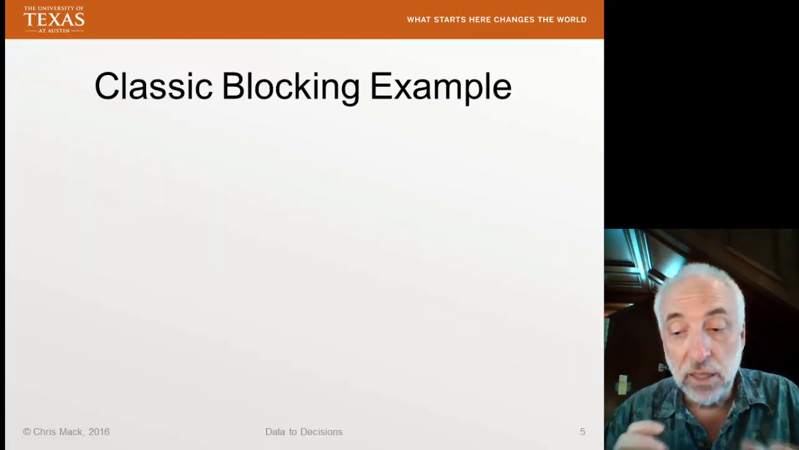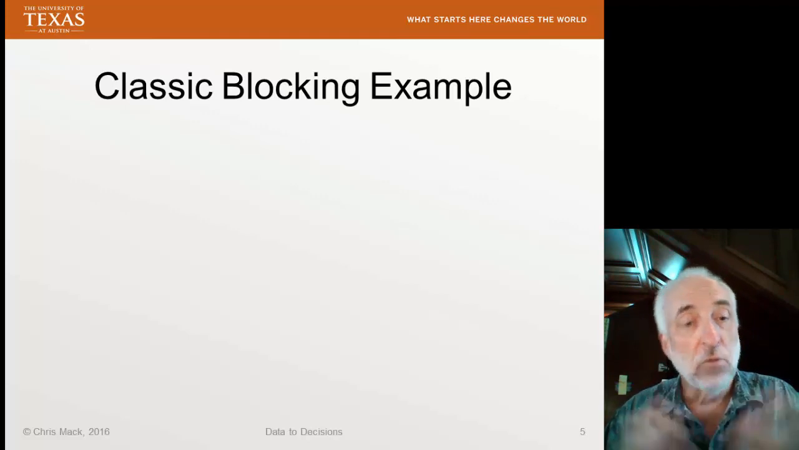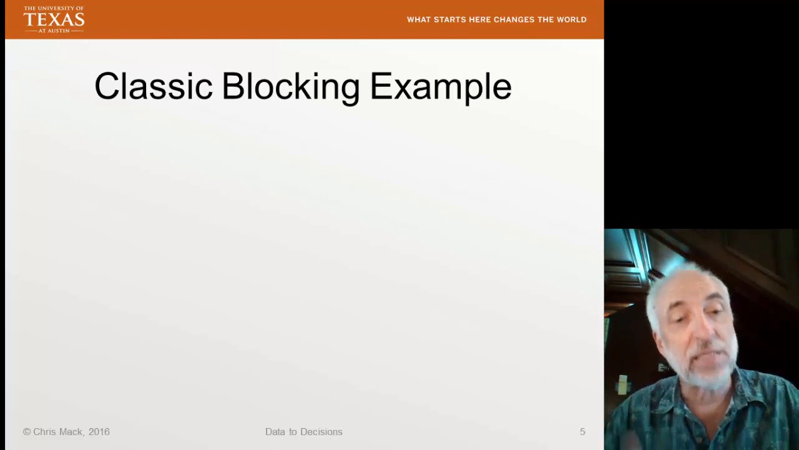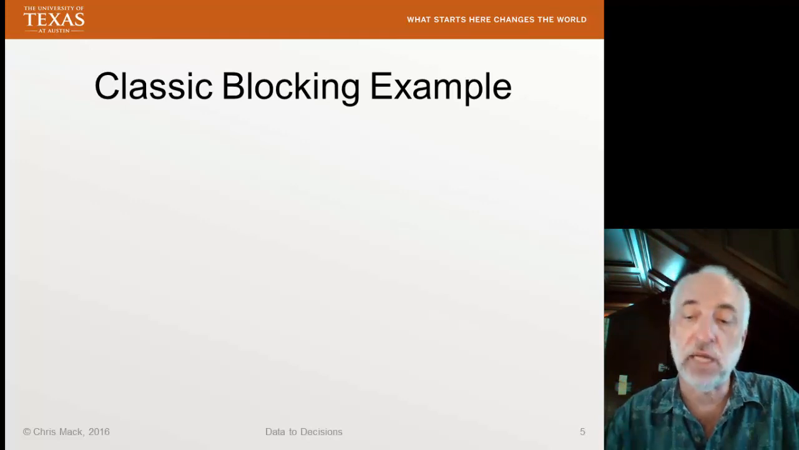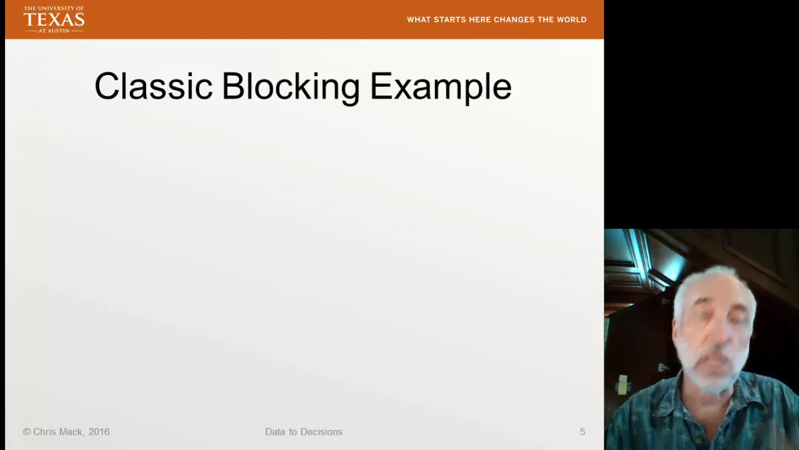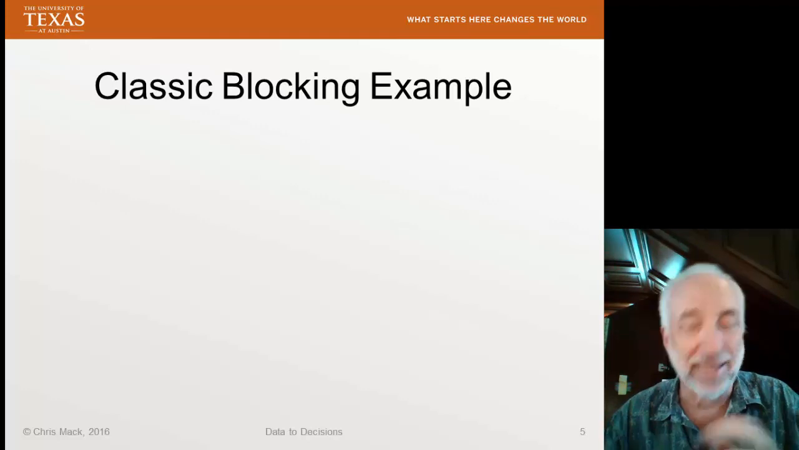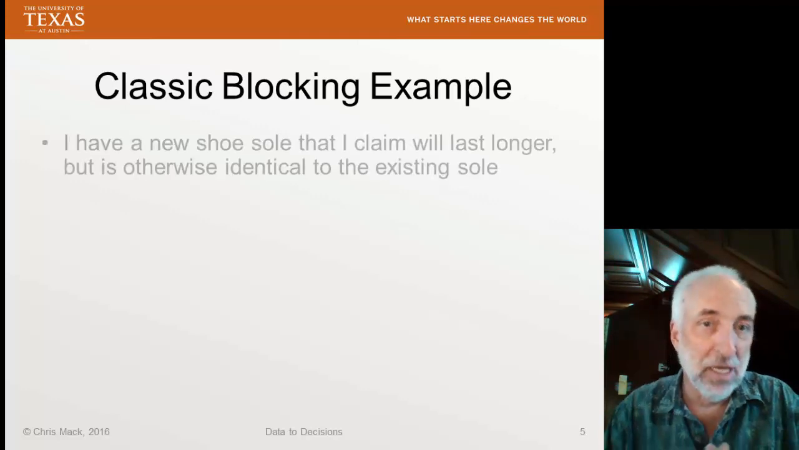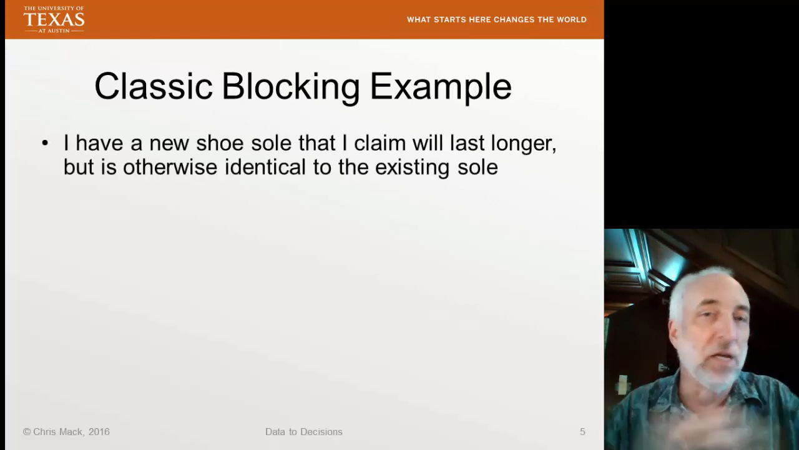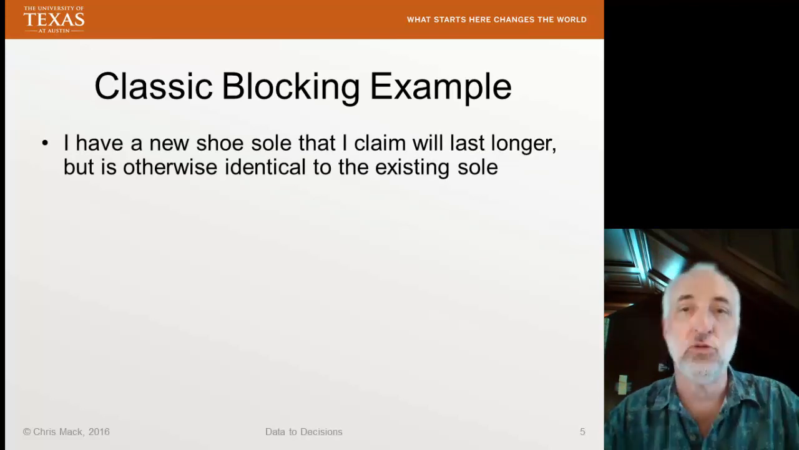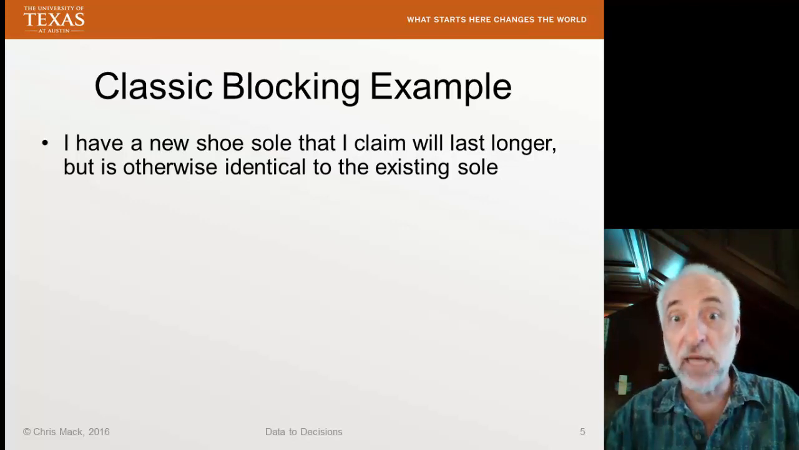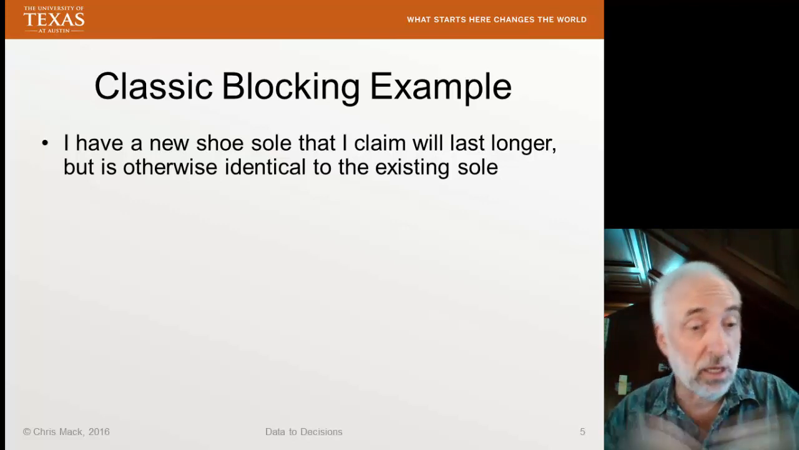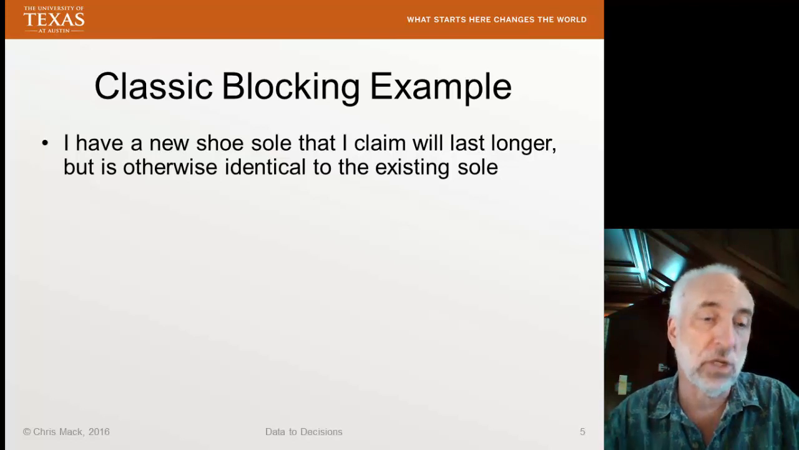Blocking can use covariate analysis, but it designs the experiment to minimize whatever those biases might be. Let me give you a very classic example that's kind of fun. I've invented a new sole for a shoe, and I think it's going to last a lot longer than the old sole. But we want to test it. We want to test it in real life situations.